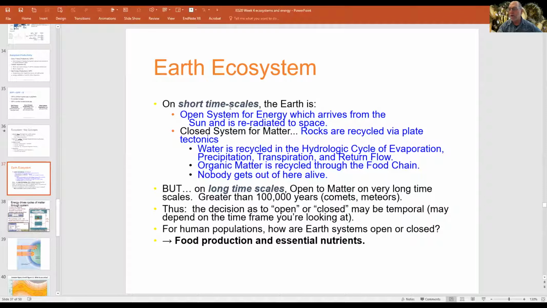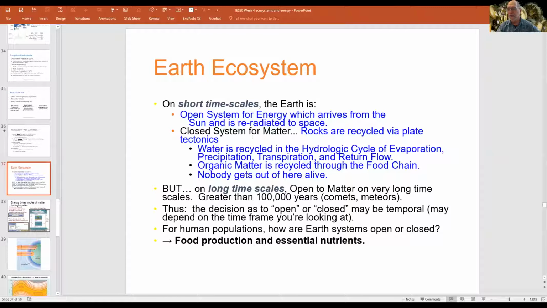Over short time scales, the Earth is an open system for energy. So energy is continuously arriving at the Earth from the sun. That energy flows through the Earth ecosystem, performs myriad tasks, moves the atmospheric forces around, causes circulation in the ocean, of course produces primary production, and that energy is dissipated, changed from concentrated light energy into less concentrated heat energy, and then re-radiated into space. So Earth is an open system for energy.